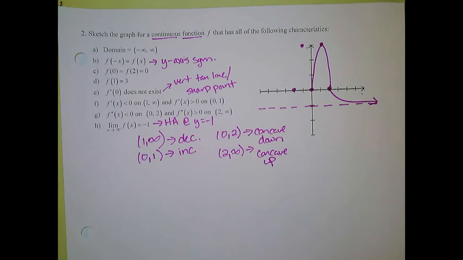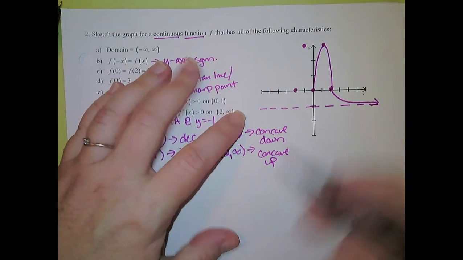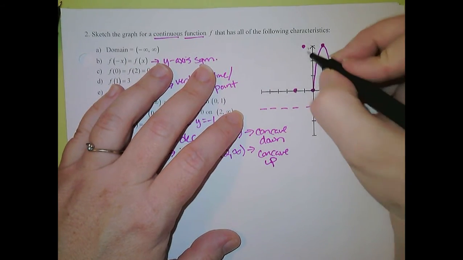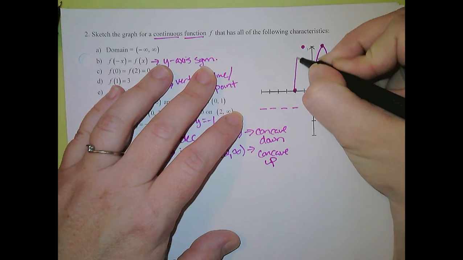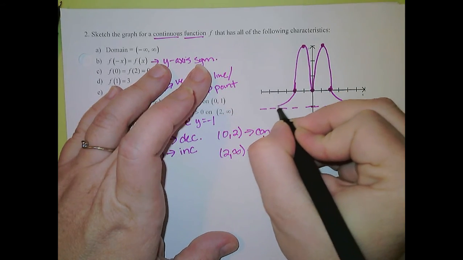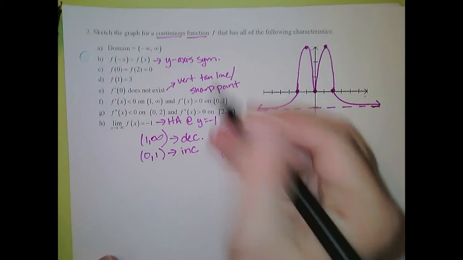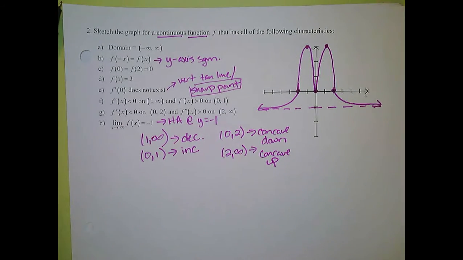If we know what this side of our graph looks like, then we can go ahead and reflect that across the y-axis. So here, my graph must look something like that. Notice at 0, we have a sharp point, which also verifies that condition E, that the derivative does not exist at 0. So we have a graph that has a sharp point at 0, it's not differentiable.